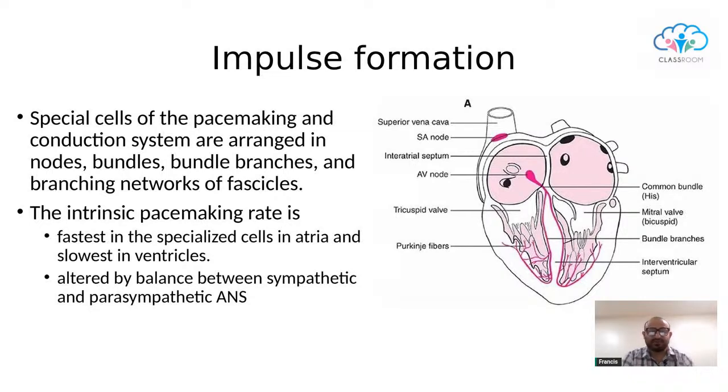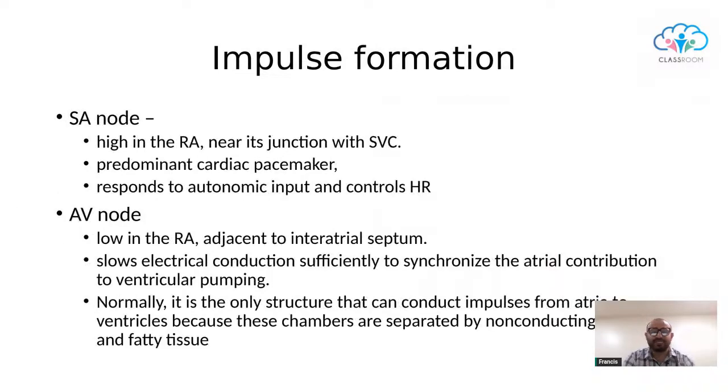So how does the impulse form? There are special cells of the pacemaking and conducting system that are arranged in nodes, starting from the SA node, then going down to bundle branches, and branching networks of fascicles. The intrinsic pacemaking rate is fastest in the specialized cells in the atrium, slowest in the ventricles. And there is a balance that is struck between the sympathetic and parasympathetic autonomic nervous system.